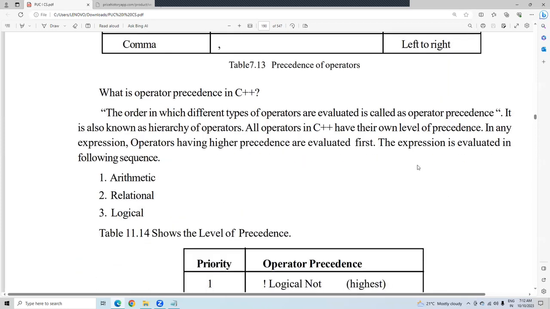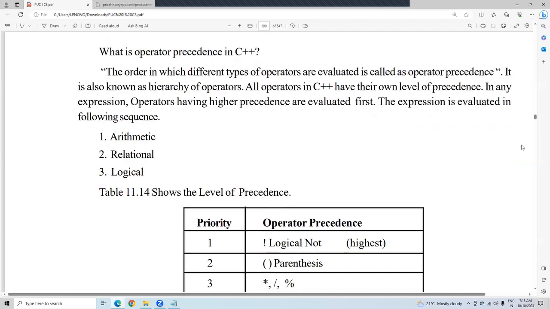Okay. So what is operator precedence in C++? The order in which different types of operators are evaluated is called operator precedence, right? C++ has its own levels of precedence. In any expression, operators having higher priority, higher hierarchy, or higher precedence are evaluated first, then the lower priority. The expression is evaluated in the following sequence: arithmetic, relational, logical.